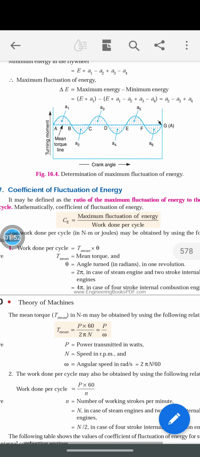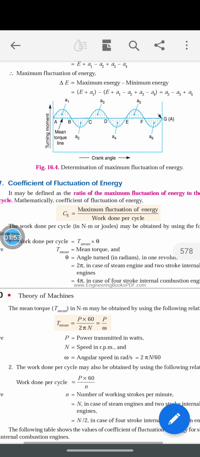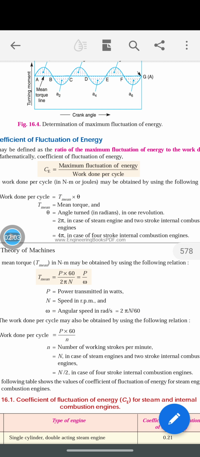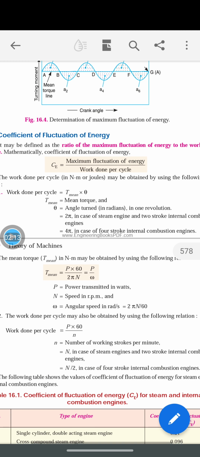Coming to the formulas you should remember. You should remember the formula of coefficient of fluctuation of energy, which is denoted with CE. It is the ratio of maximum fluctuation of energy to the work done per cycle. I will tell you all the formulas which you need to remember for your exam. Coming to the next formula, work done per cycle. It is the most important formula you need to remember for this entire unit.